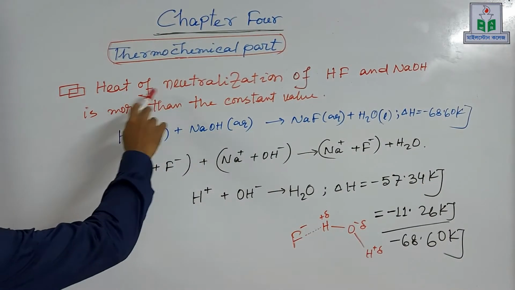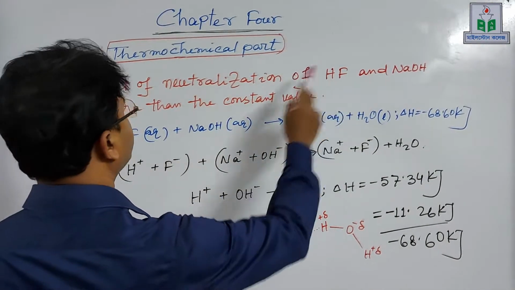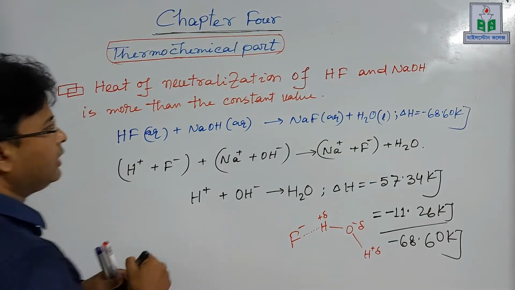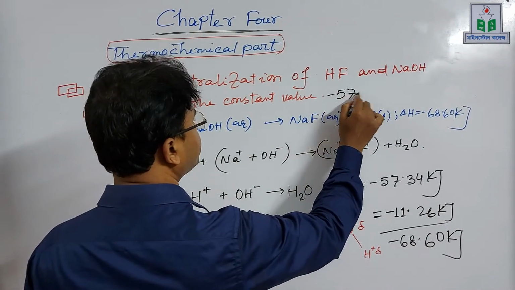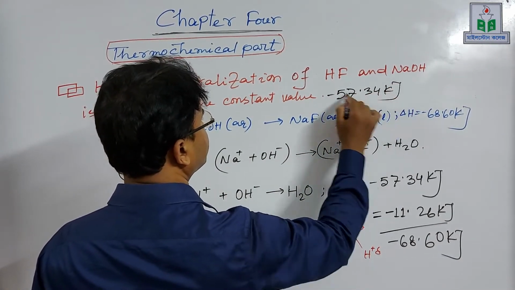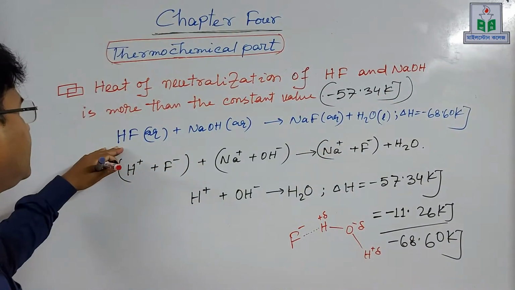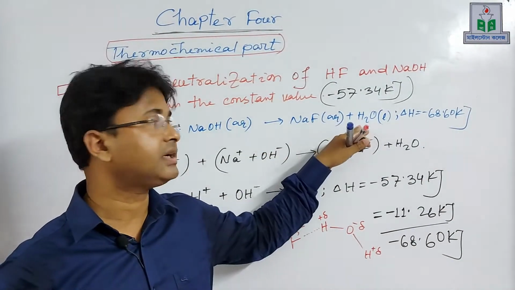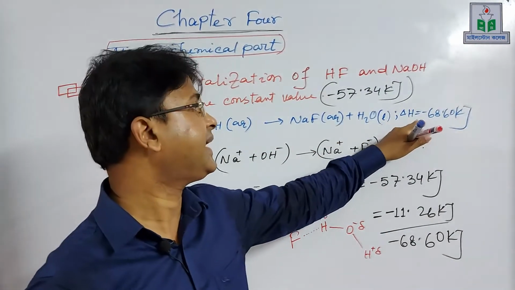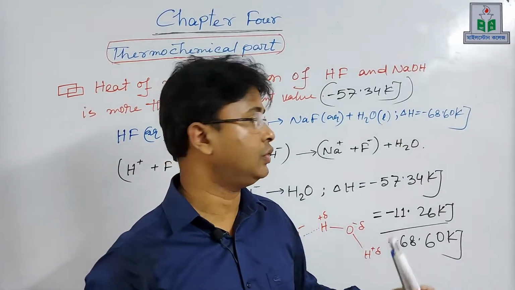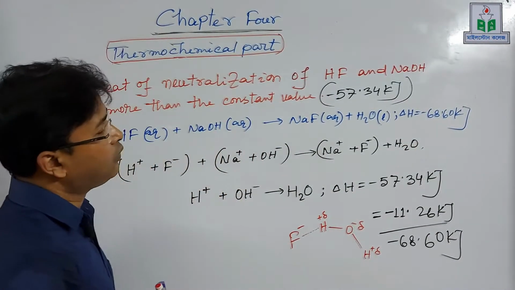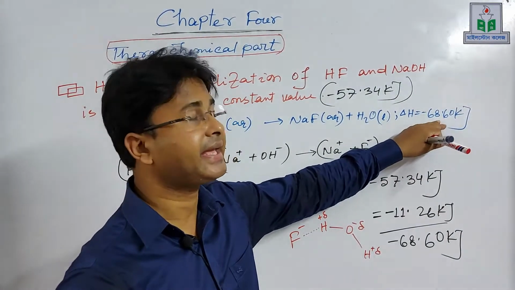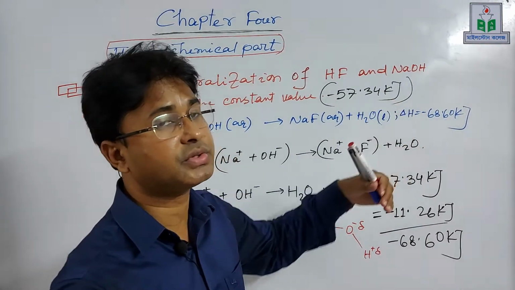Dear students, heat of neutralization of hydrogen fluoride and sodium hydroxide is more than the constant value. I mean it is more than minus 57.34 kilojoule. Dear students, look at the reaction. Hydrogen fluoride reacts with sodium hydroxide to produce sodium fluoride and water. Here the delta H value is minus 68.60 kilojoule. So what is the reason for the larger delta H value than minus 57.34 kilojoule?